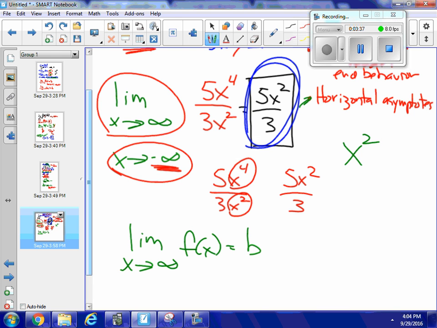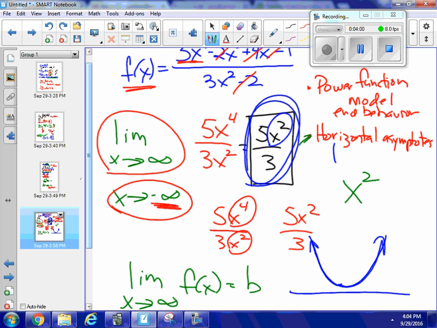So from our knowledge of power functions, that's actually going to have up end behavior. Quadratic. It's going to be like parabolic in some way. So that's not horizontal. That's something that's increasing. Horizontal is like that. This is something increasing. So the answer is that there are going to be no horizontal asymptotes on the end behavior of this function.